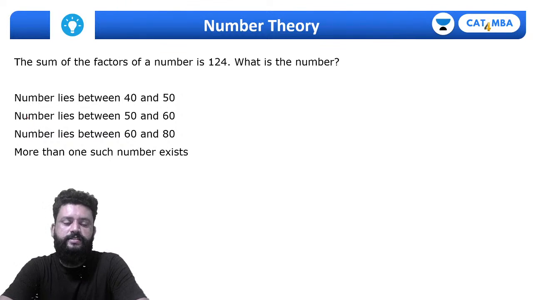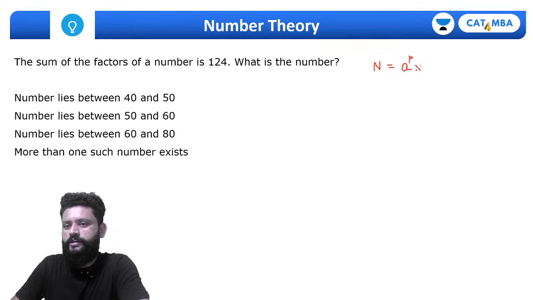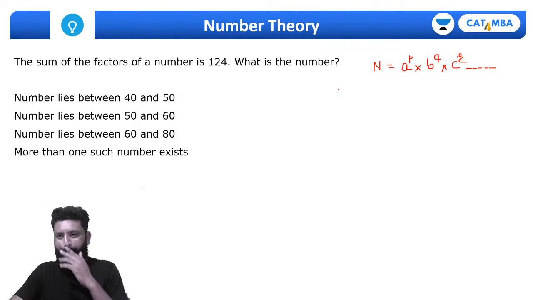This is related to sum of factors. What was the formula for sum of factors of n? If not, by the time I can just revise the formula and you try to recollect that formula. A to the power p into b to the power q into c to the power r. What is the formula for sum of factors?